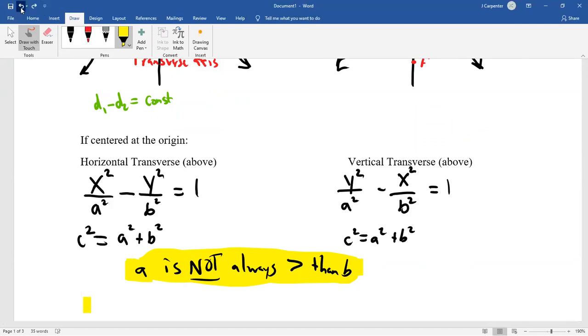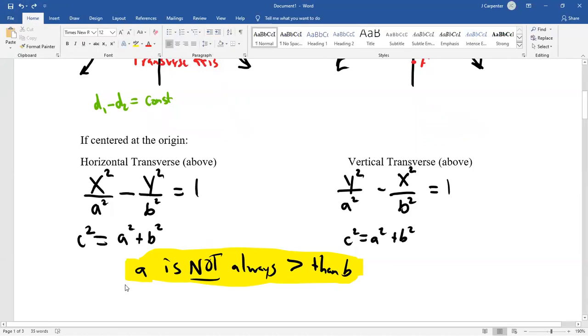Oops, take it off highlight, Rodney. Come on. There we go.